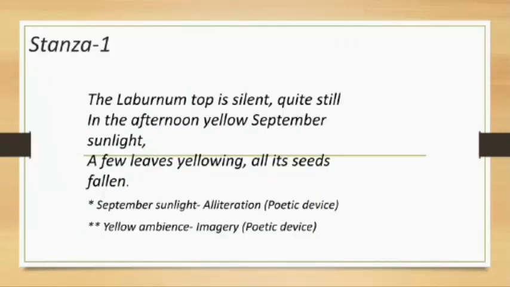In stanza 1, the content says, the laburnum top is silent, quite still, in the afternoon yellow September sunlight. A few leaves yellowing, all its seeds fallen. So first and foremost thing, children, you will have to observe that though it's the content of a poetry, I'm unable to give a rhythmic impact to it. The reason is that the rhyming scheme of this poetry is free verse.